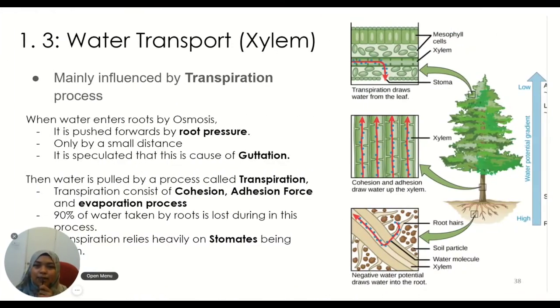Alright. Thank you, Nadira, for your explanation. I will continue by explaining the water transport in xylem.